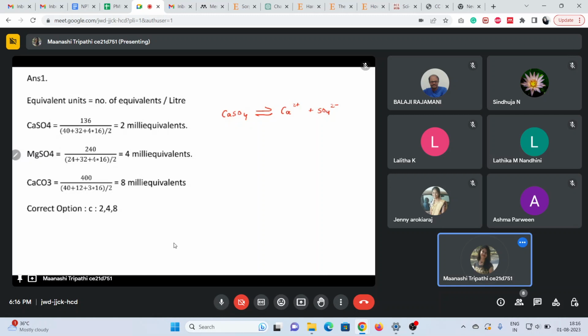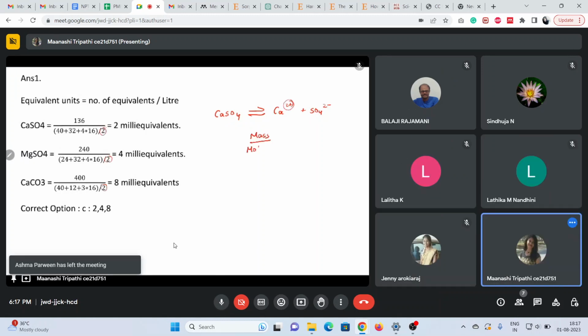If this is aluminum chloride, then the valency can go to 3+, so in place of 2, 3 will come. So for CaSO4, the equivalent weight is mass upon molar mass, divided by valency. So this is the equivalent.